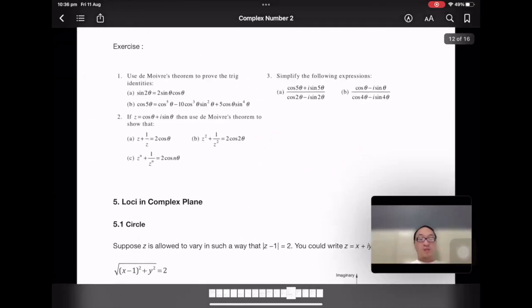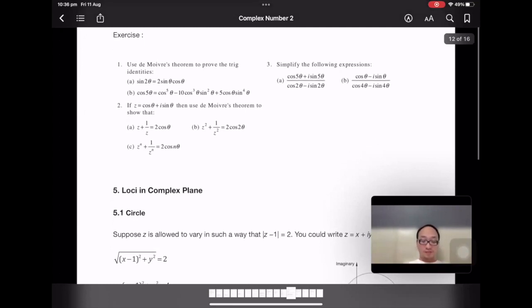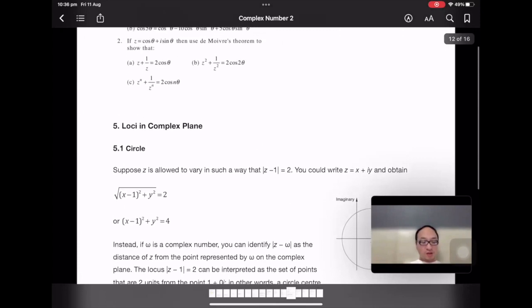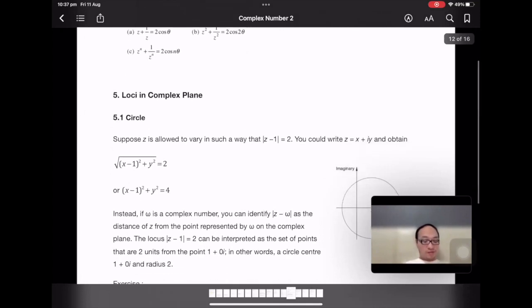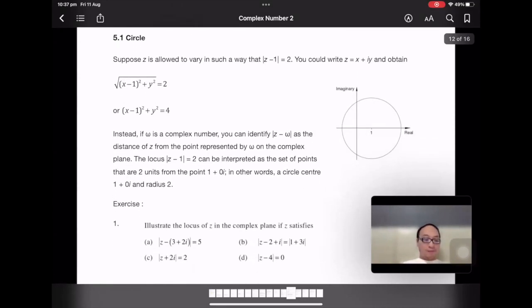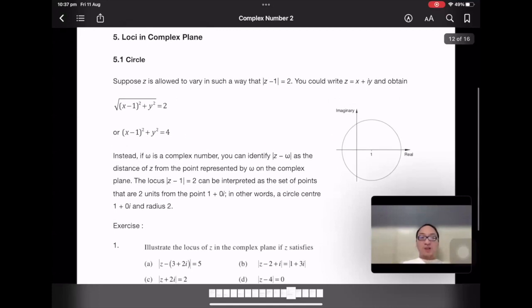Here are some exercises you may try for your own practice. And then I will continue with the loci in the complex plane. We have several types of shape of the loci in the complex plane. The first one is the circle.